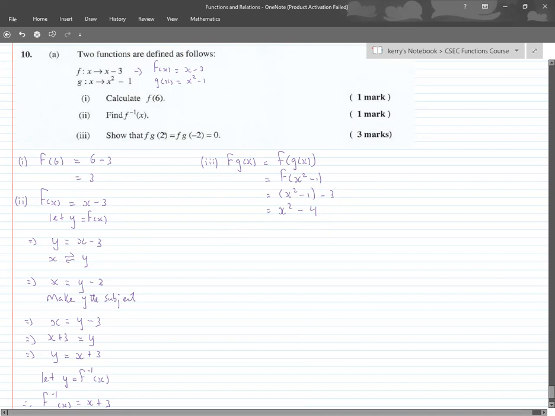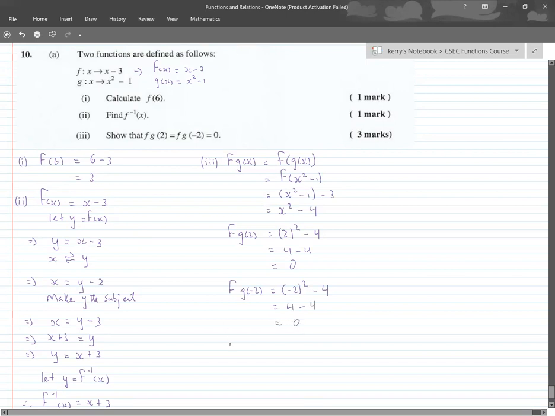So they want us to show that this is equal to 0 and that this is also equal to 0. So f of g of 2: you replace x with 2. This gives us 2 squared minus 4. But 2 squared is 4, minus 4, and that's equal to 0. And this one now, f of g of negative 2, is equal to negative 2 squared minus 4. Negative 2 squared is negative 2 by negative 2, which is positive 4, minus 4, which is also equal to 0.